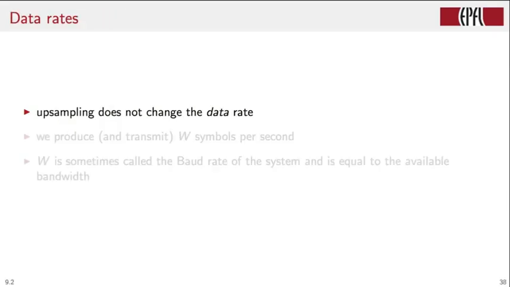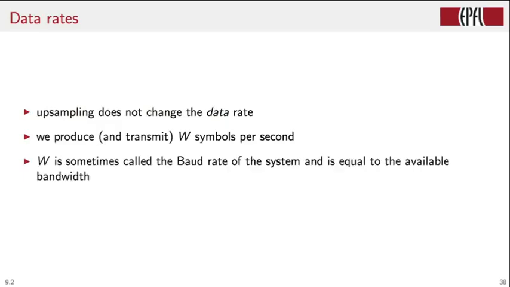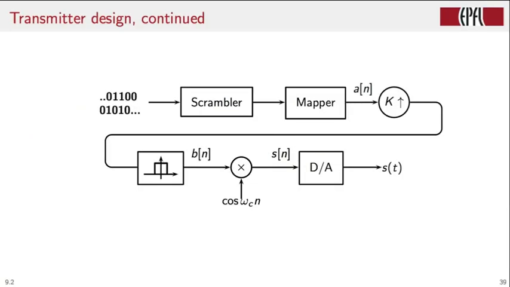Now, upsampling does not change the data rate, because we're creating a sequence of symbols from the user data bit stream, and then we're introducing zeros between samples, so we're not introducing extra information. So we produce and transmit W symbols per second, and then we upsample that by K to achieve a sample rate which is equal to the sampling frequency. W, therefore, is the fundamental data rate of the system, and sometimes it's called the baud rate of the system. A golden rule for digital communication systems is that the baud rate will be equal to the positive bandwidth allowed by the channel.